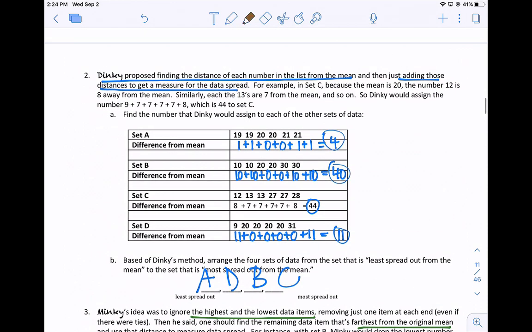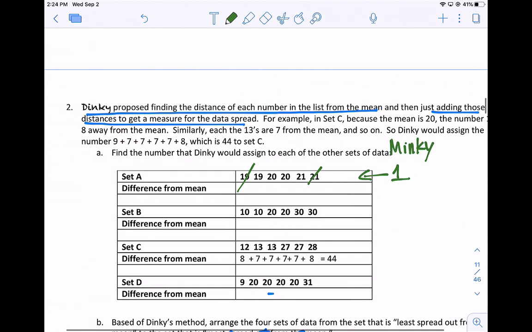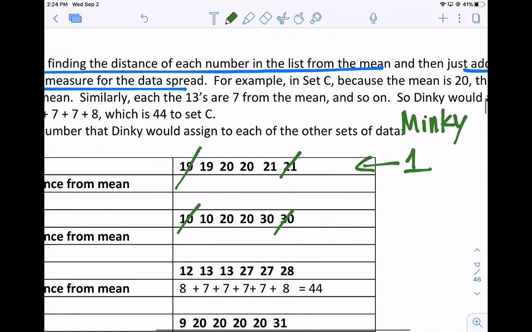Minky's method. I'm going to erase this right here, and we'll just do it right on the table here. Okay, so Minky's method: drop, and then find the largest distance from the mean. Either way, the largest distance from the mean is 1, and this is for Minky. Then we already did B, but again, he dropped them, and the largest distance away from the average from any of the numbers is 10.